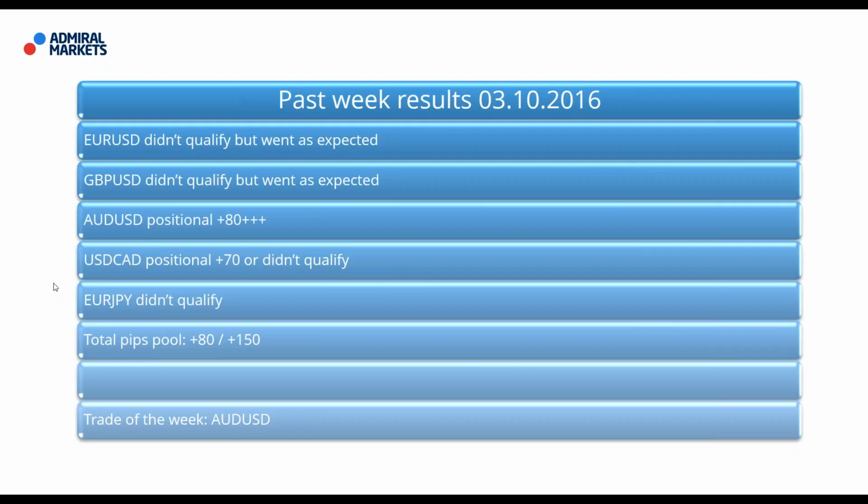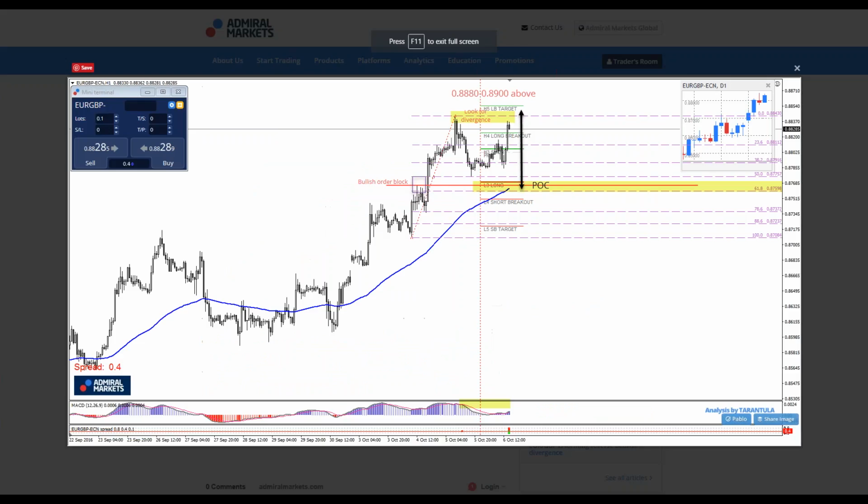So Australian dollar was the trade of the week. After our session recap, we had a lot of good analysis. Actually, we had Euro GBP just before pound flash crash. We had Euro GBP respecting our analysis, and this was it. It actually dropped from this spot down before it spiked again.